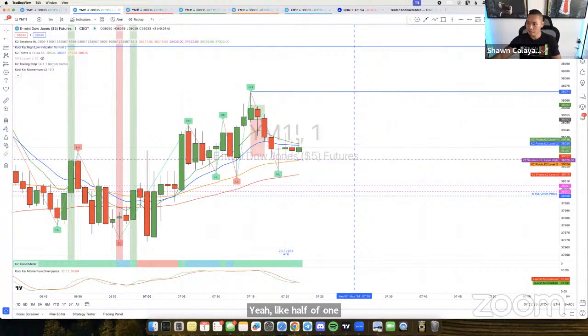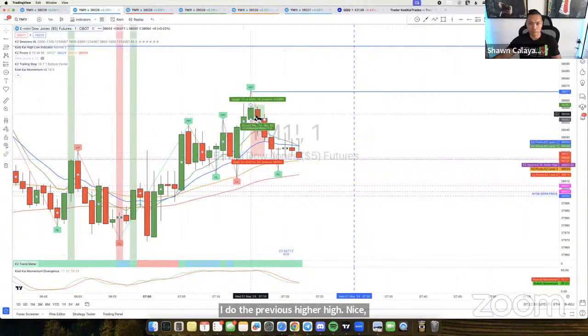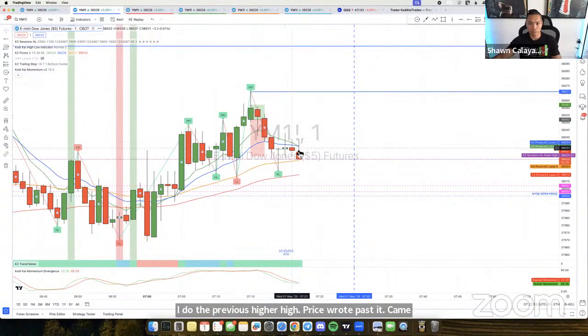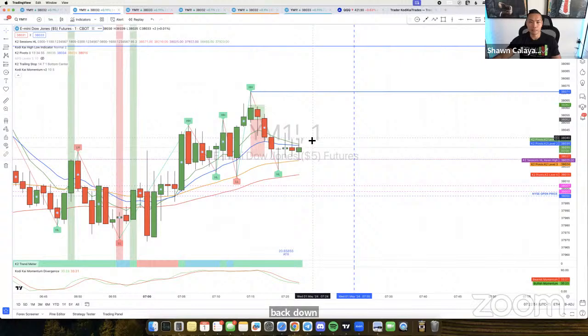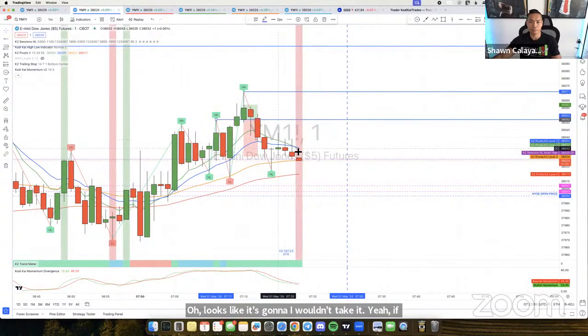So Medu's asking if I would consider a high-low V2 here. Let's see. So we're talking about this one right here, right? I'm gonna do the previous higher high. So we got the higher high right here. Price broke past it, came back down. 1, 2, 3, 4. Oh, it looks like it's gonna. I would have taken it. Yeah, if this would have come up here, I would have considered the high-low scalp V2, but I think 5 candles have passed already.